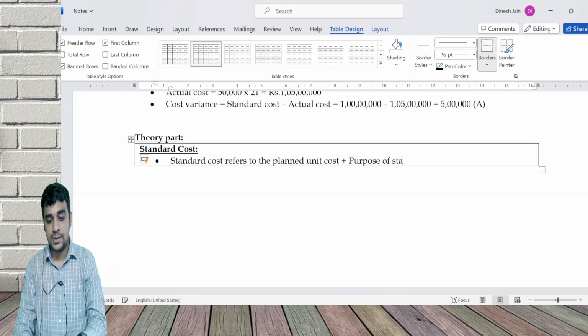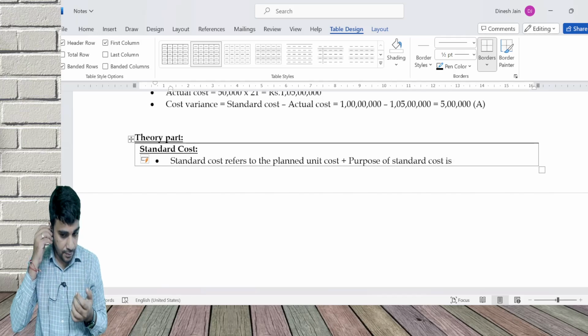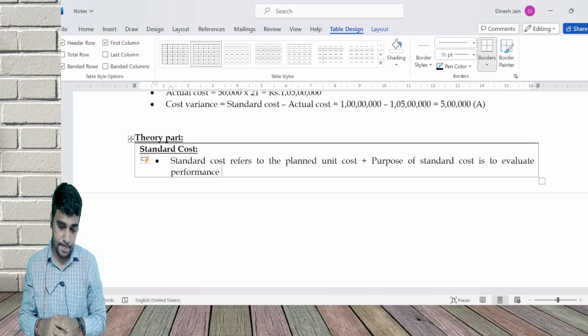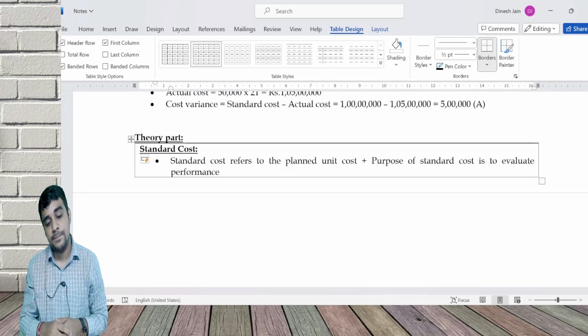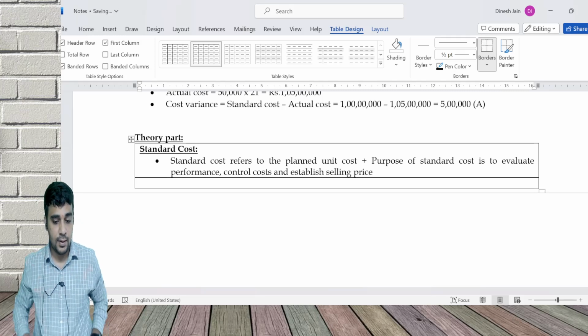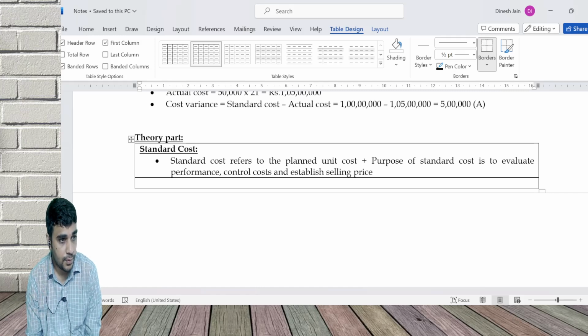Purpose of standard cost is to evaluate performance, control cost, and establish selling price.